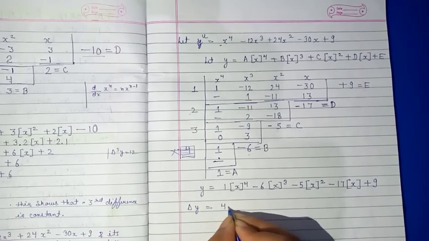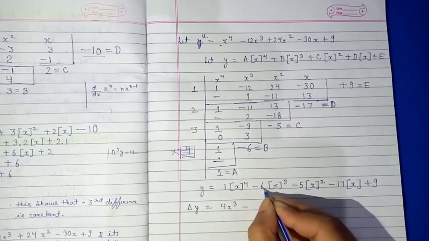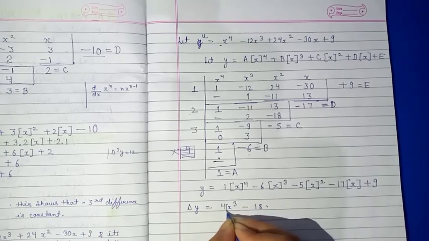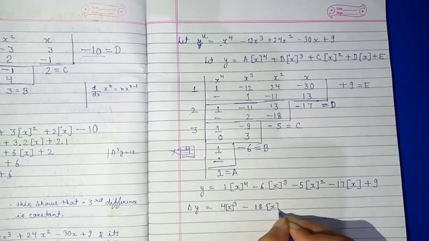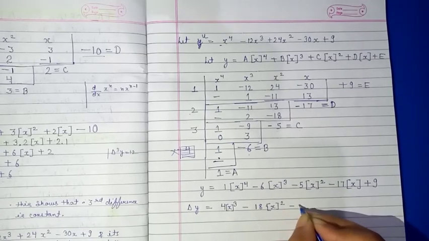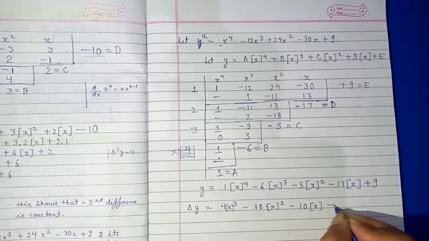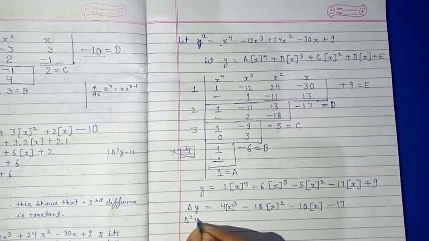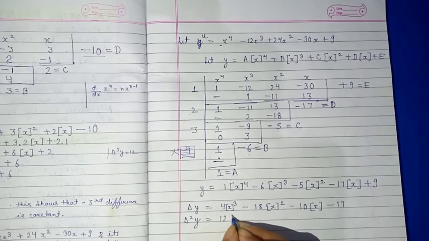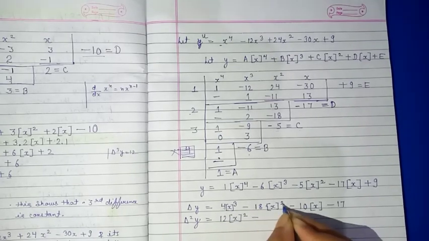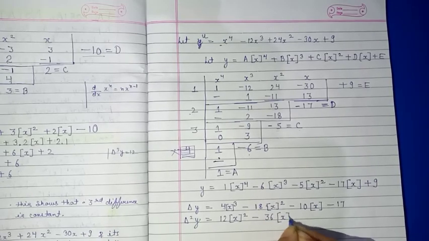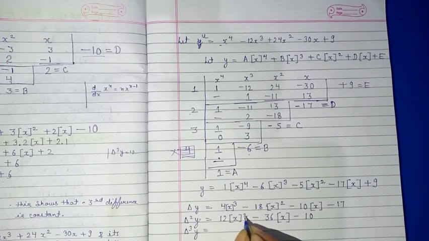Del y is equal to 4x cube minus 18x, this one we have to write in factorial, x square minus 2 5s are 10 factorial x minus 17. Again if we do differentiation, then it will become 3 4s are 12 factorial x square minus 36 factorial x minus 10. Again if we do, then it will become 24 factorial x minus 36.